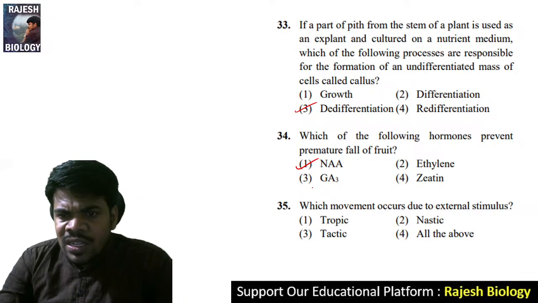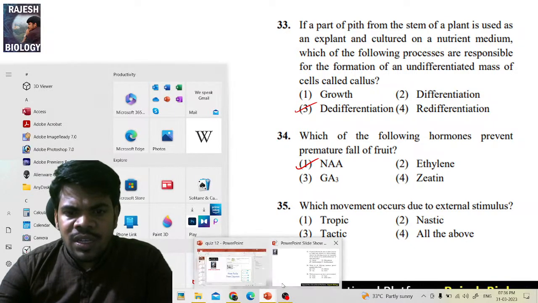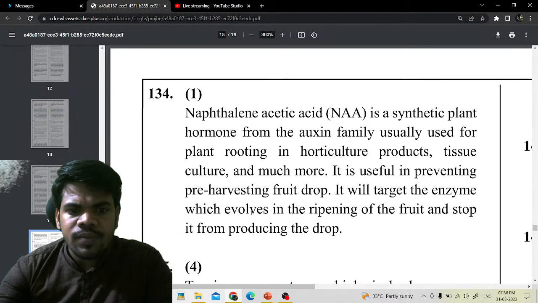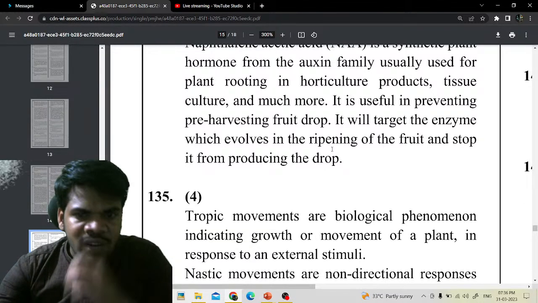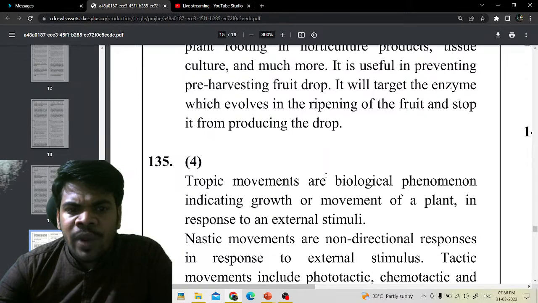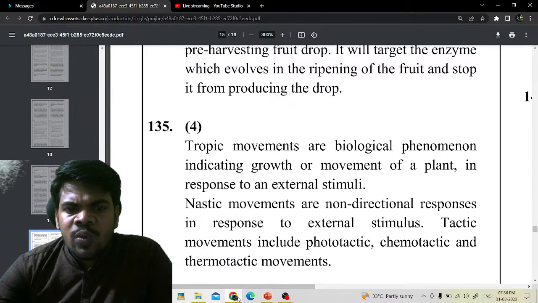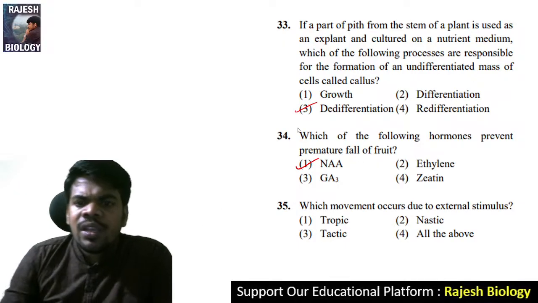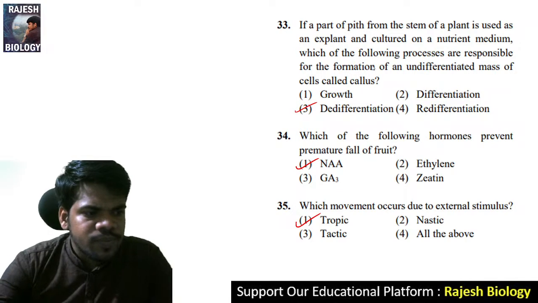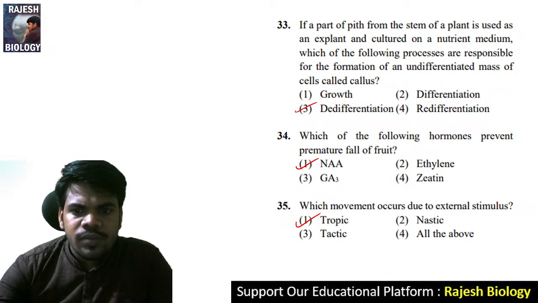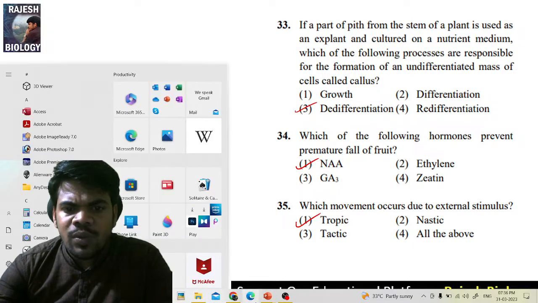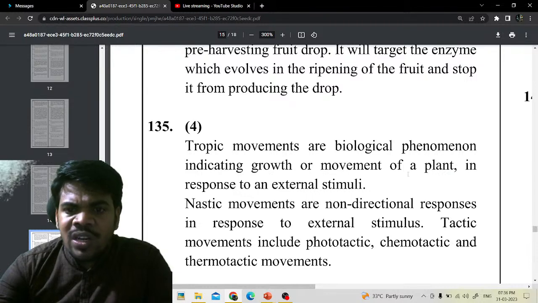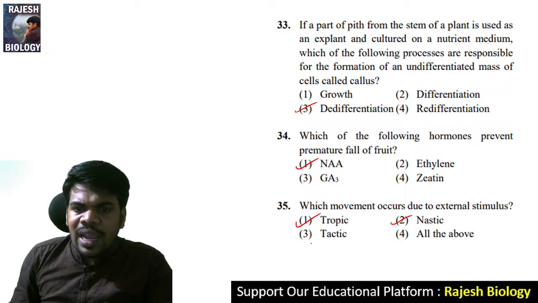35. Which movement occurs due to an external stimulus? Tropic movements are a biological phenomenon indicating growth or movement of a plant in response to an external stimulus. These are called tropic movements. External stimuli result in tropic movements. Okay, not only the tropic movements. They also give the explanation that nastic movements are non-directional responses to external stimuli. So I think all are right answers. Not only tropic, but nastic and tactic. So the right answer is option 4.